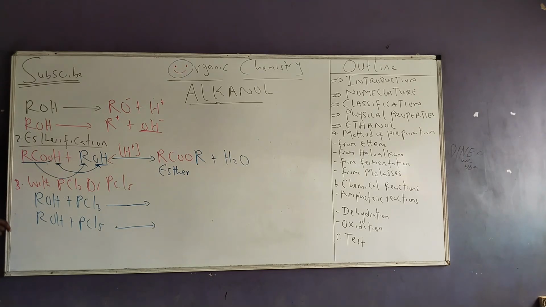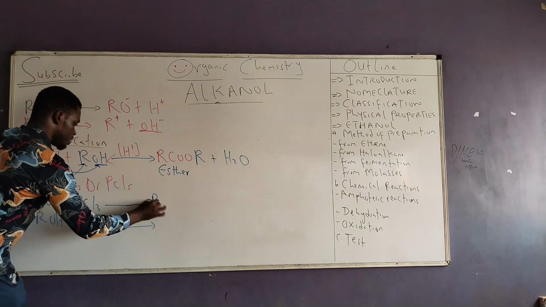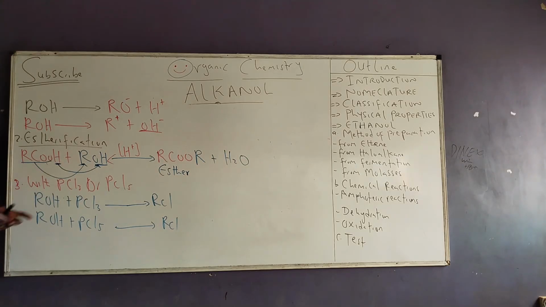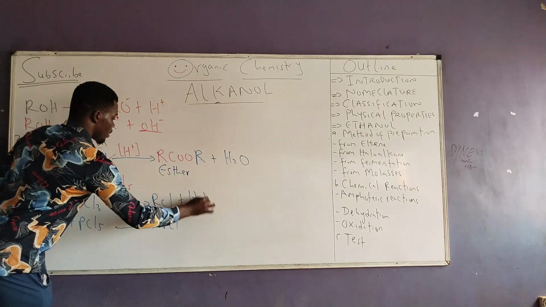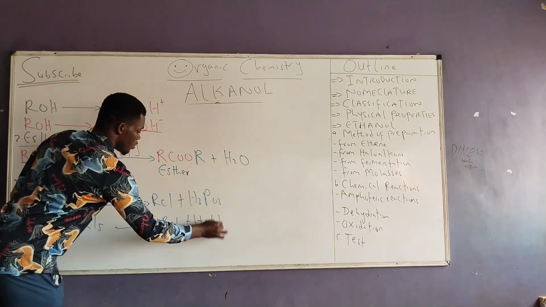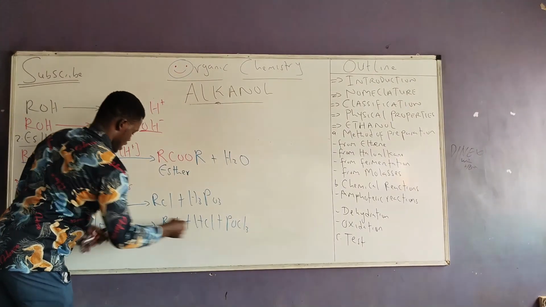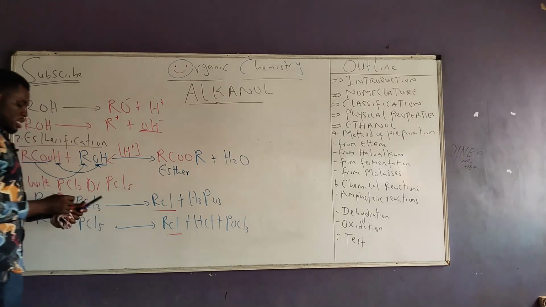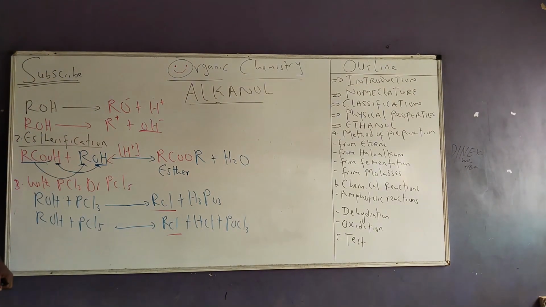So remove this OH, and the OH will be replaced by one chlorine. So they'll give the same major product. This is ROCl. So both of them give us the same main product, but the byproducts can vary. For example, with PCl3, your byproduct can be H3PO3. If it is PCl5, your byproduct can be HCl plus POCl3. However, our main product in both reactions is the same: we react with PCl3 and PCl5 to form haloalkane.